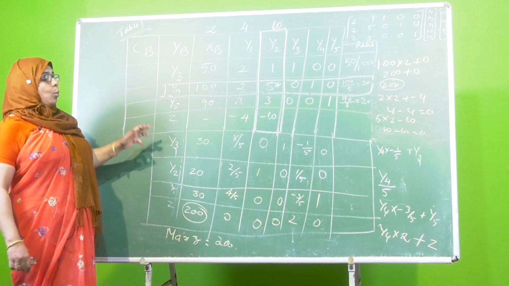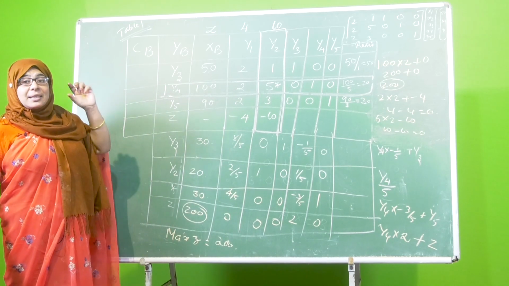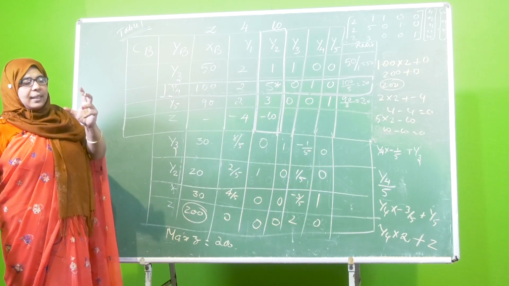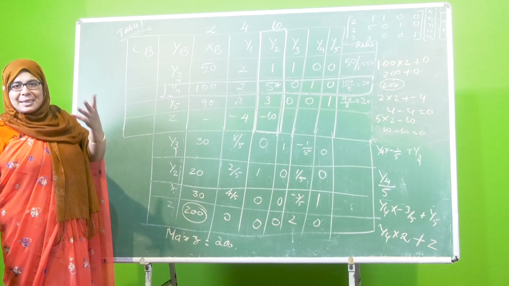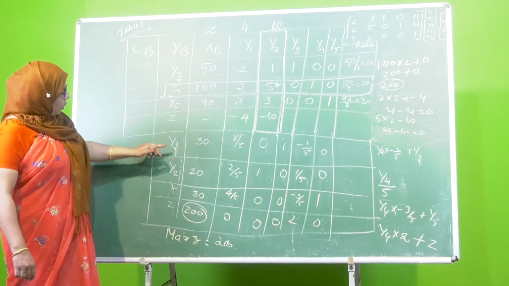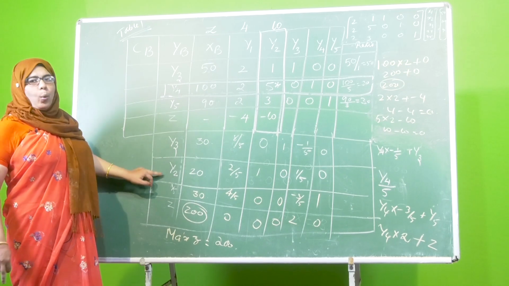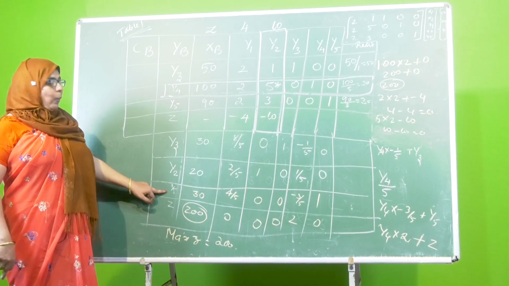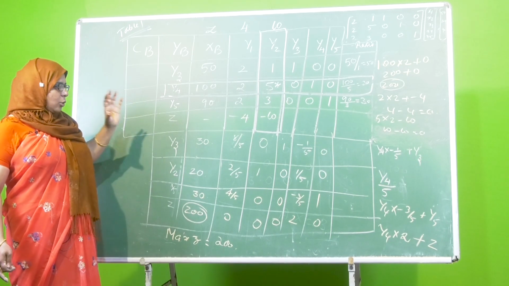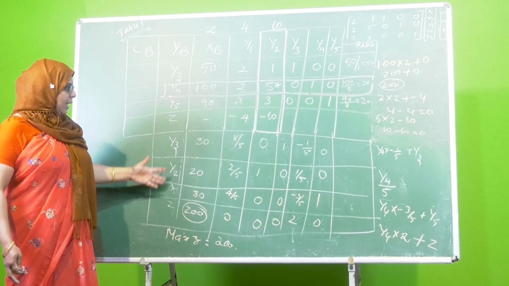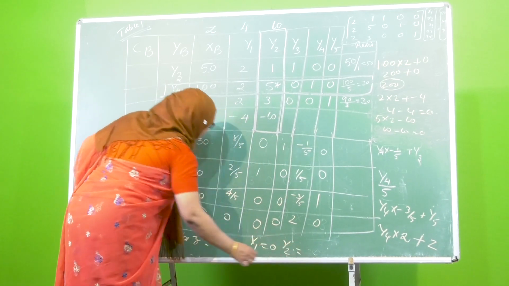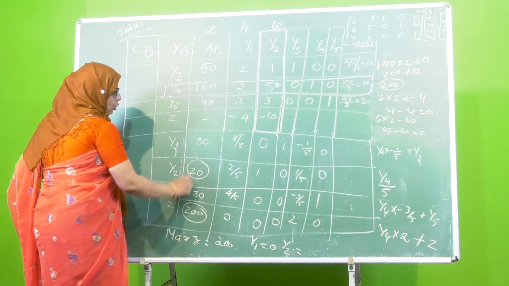So what variables are given in the problem? Only x1 and x2. For x3, x4, x5, we have to introduce the slack variables x3, x4 and x5. So y3 means x3, y4 means x4, y5 means x5. So what is given in the problem? Only x1 and x2. So x1 is nothing in the table column. So here x1 is equal to 0 and x2 is equal to 20.